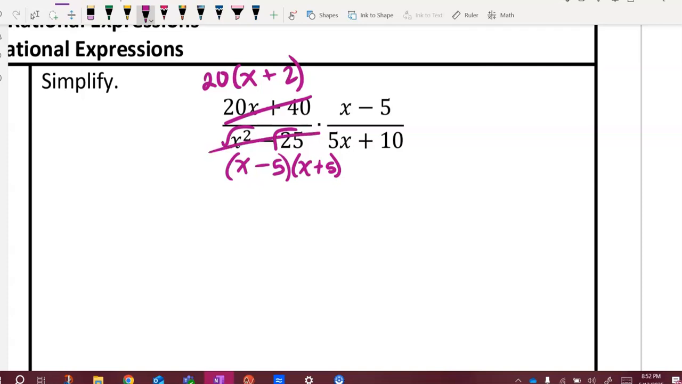Now for this last one here, 5x plus 10. Is 10 divisible by 5? Yes. There we go. Because we're multiplying, we don't need any keep, change, flip. So we go right into canceling. We got x minus 5, x minus 5, x plus 2, x plus 2. So what are we left with? 20 on top, 5 times x plus 5 in the bottom.